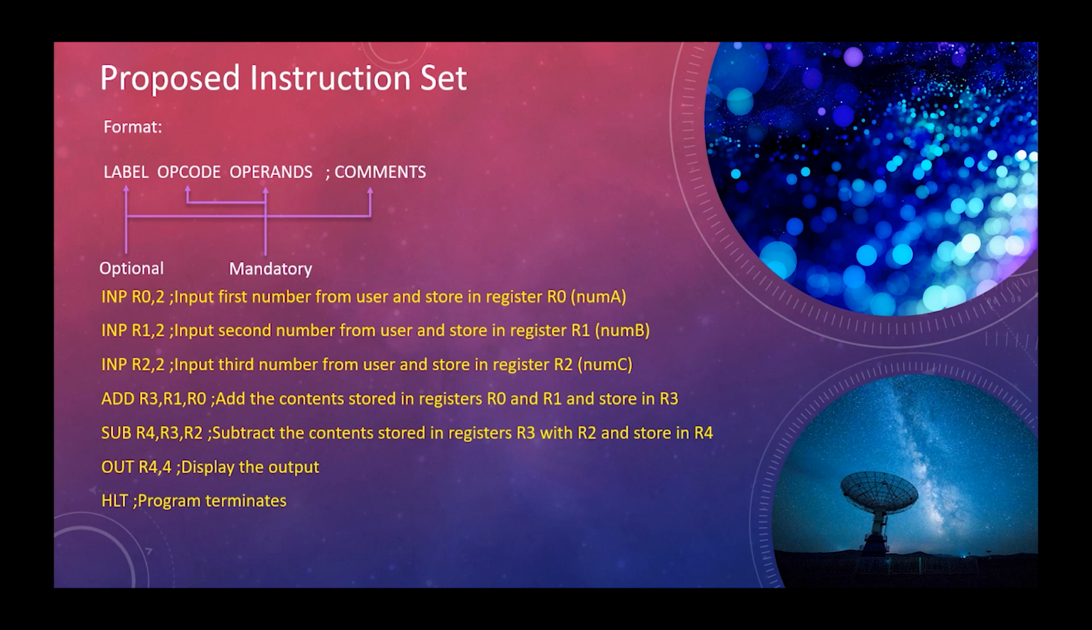The fifth line comprises the opcode sub, which commands to subtract the third input number in R2 from the value in R3 and store the result in register R4. In the sixth line, the instruction is out R44, which outputs the value stored in R4. The HLT halt in the last line terminates the program.